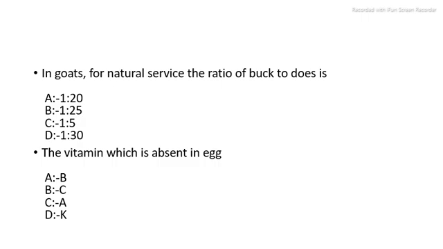Next one. The vitamin which is absent in egg. Option A vitamin B, option B vitamin C, option C vitamin A, option D vitamin K. So the correct answer is vitamin C. So egg is deficient in vitamin C.